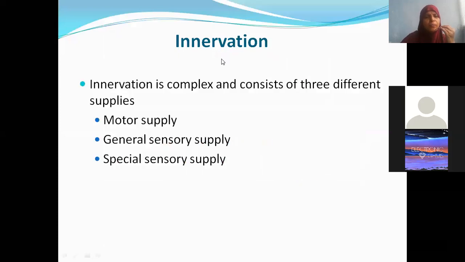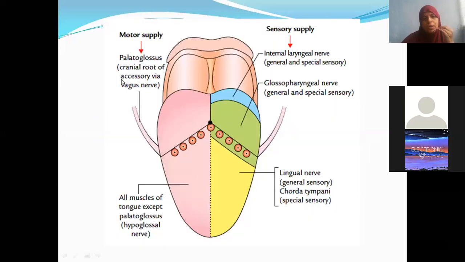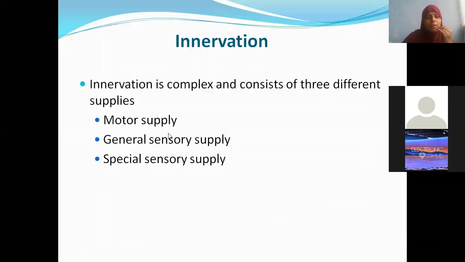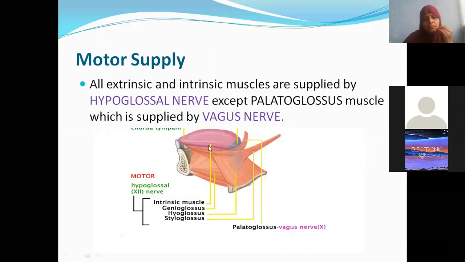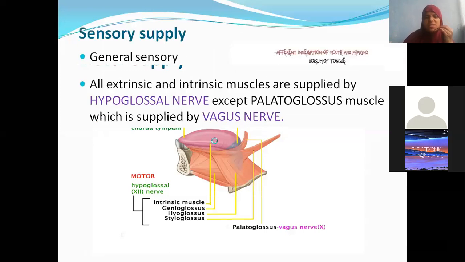Actually, palatoglossus, I told you it is supplied through the vagus, no? But it is through the cranial root of the accessory nerve. In some books, it is given as accessory. Don't get confused. The cranial root of the accessory nerve gets distributed via the vagus nerve only. Its branches will join the vagus, and with the help of the vagus, it gets distributed. This is all explained here.